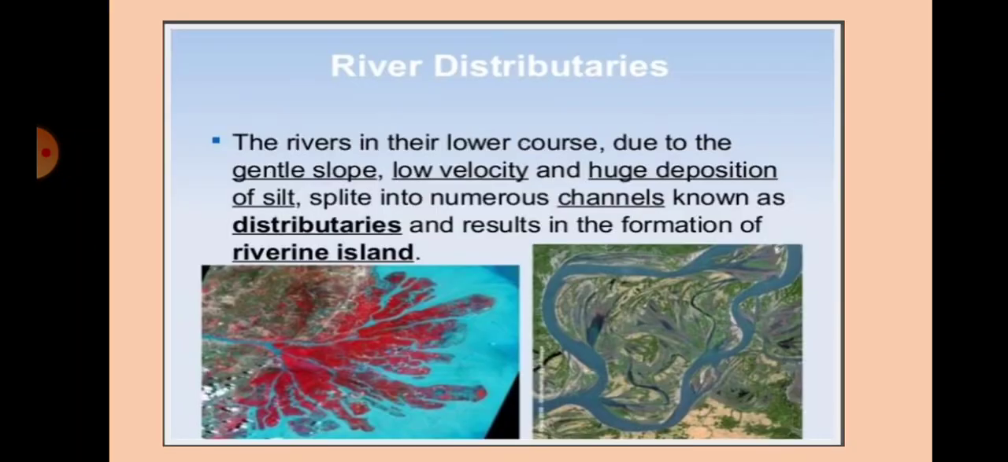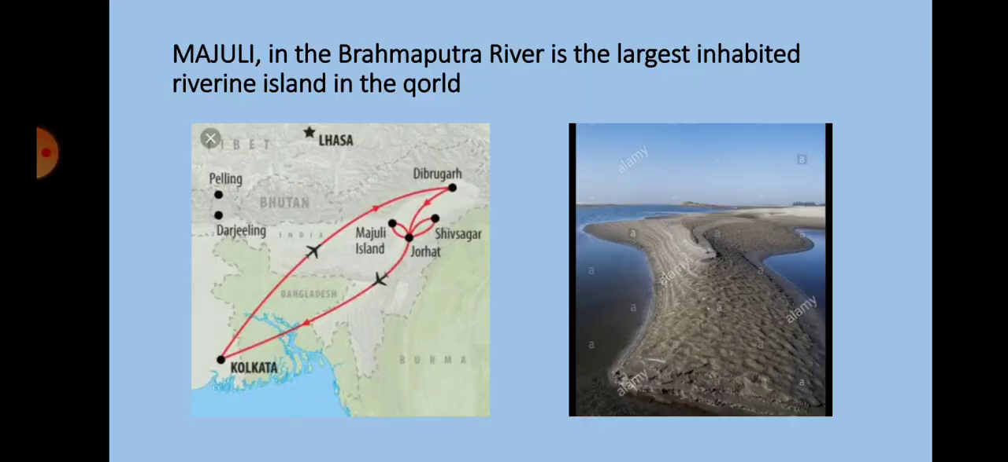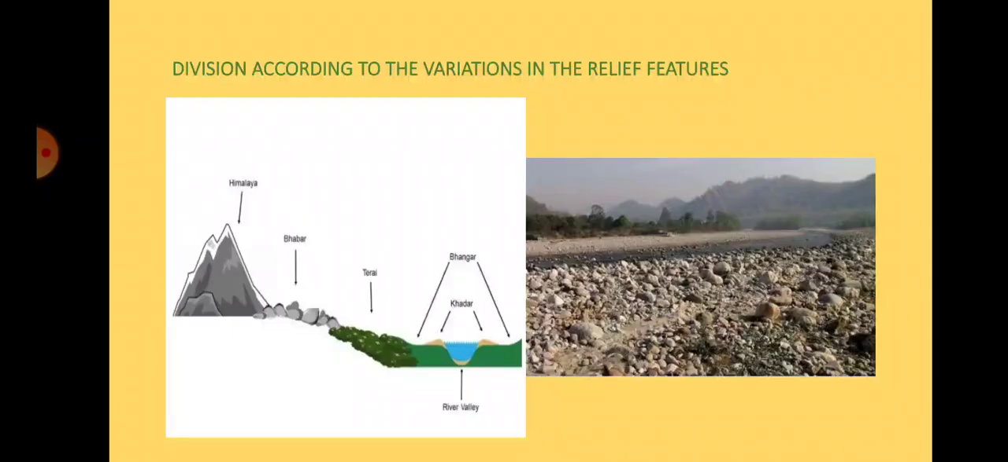And the rivers in their lower course, due to the gentle slope, low velocity and huge deposition of silt, split into numerous channels known as distributaries and results in the formation of riverine islands. And these riverine islands you can see in the picture also. Majuli, it is in the Brahmaputra river. You can see in the map also that it lies in Assam. It is the largest inhabited riverine island in the world.